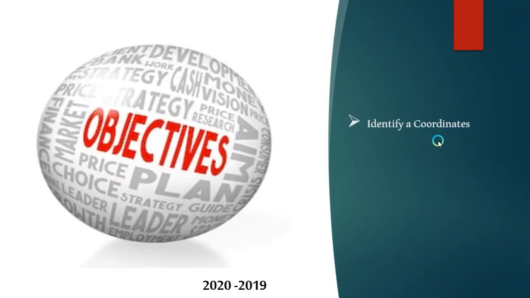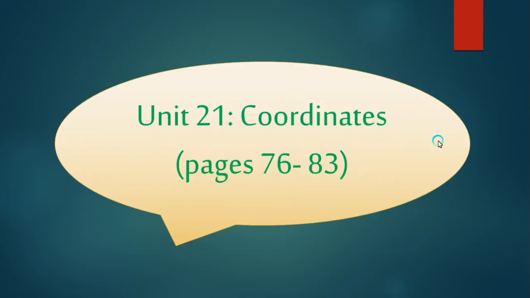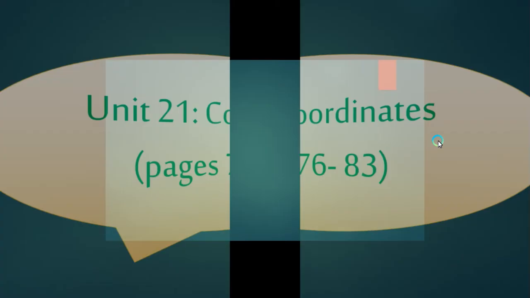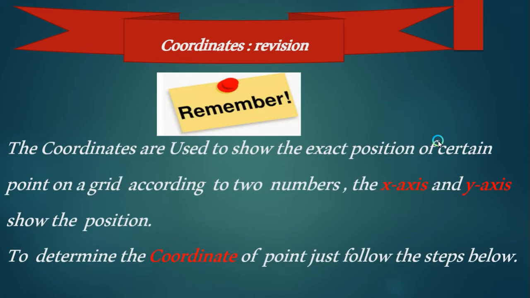So, starting with our objectives today: identify coordinates and moving shapes on grids, and expressing the function according to the variables table. Our unit 21, Coordinates, pages 76 to 83. Starting with coordinates, a revision. Remember that coordinates are used to show the exact position of a certain point on a grid according to two numbers, the x-axis and y-axis.